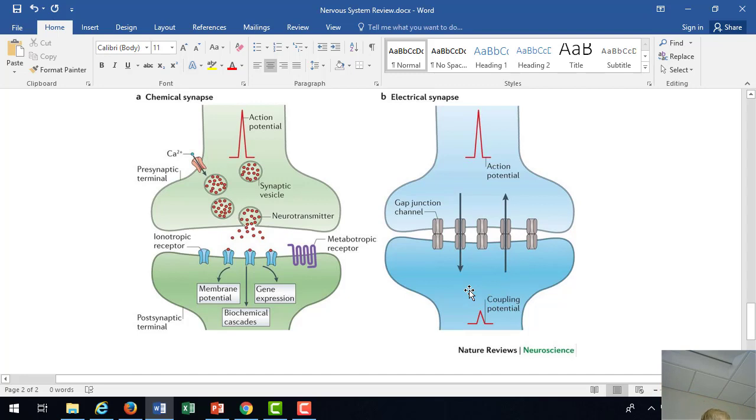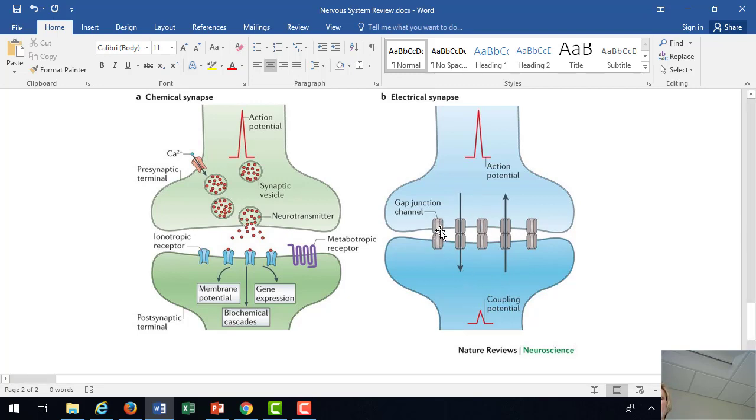But if it doesn't, then we don't. So we need to get enough stimuli to get enough ion flow for an action potential here and keep the action potentials coming to get the sodium to flow into here, or whatever ion is going to stimulate this postsynaptic membrane. So this is an electrical synapse.